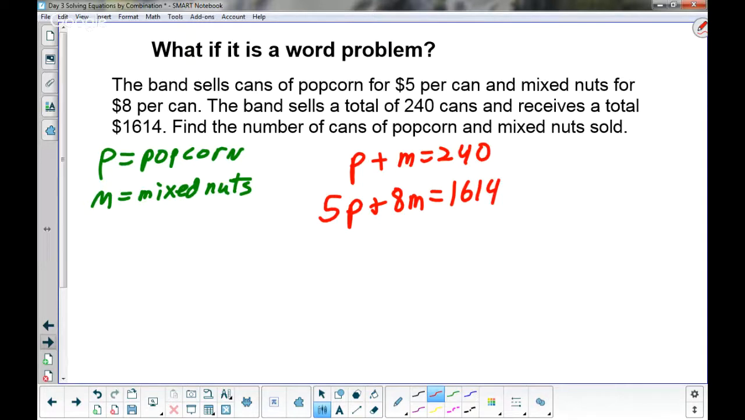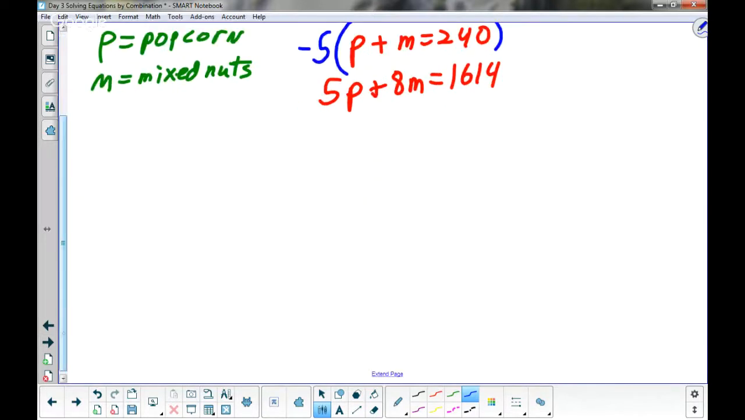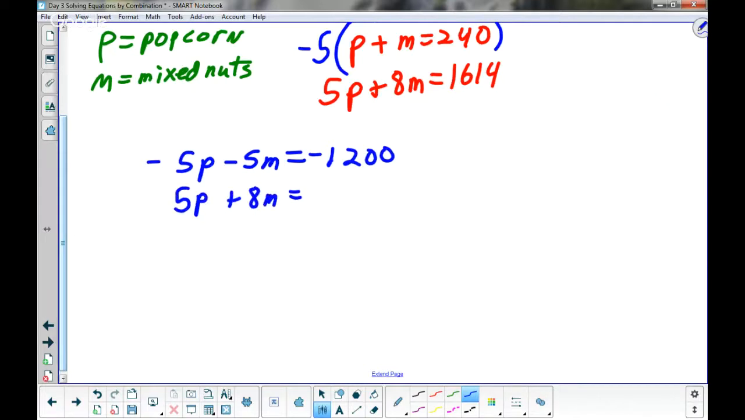Now, beforehand, we did substitution. We'd solve for P or M and then plug it in and do all the multiplication. This is kind of where I like elimination. I don't really have to do that much with this. Other than I need to get one of these to be opposite. You can choose either of them. I think P is going to be the easiest because it's 5. I'm going to multiply the top one here by -5. So by doing that, I get -5P minus 5M equals -1,200. With 5P plus 8M equals 1,614.